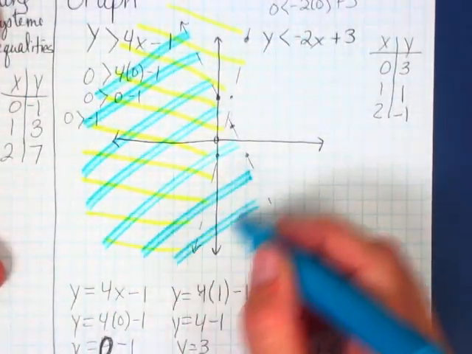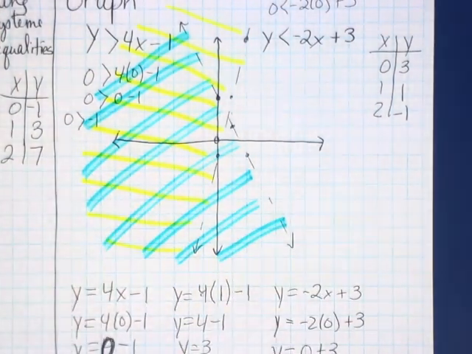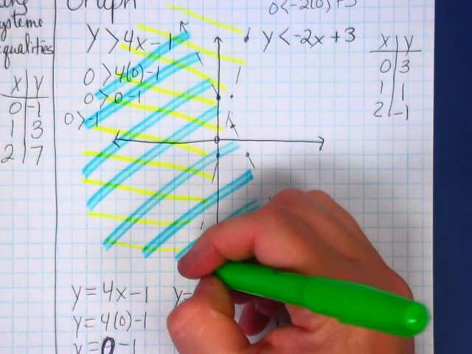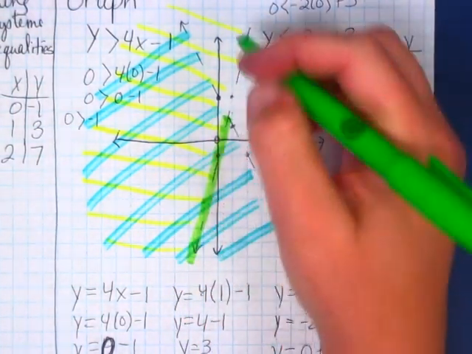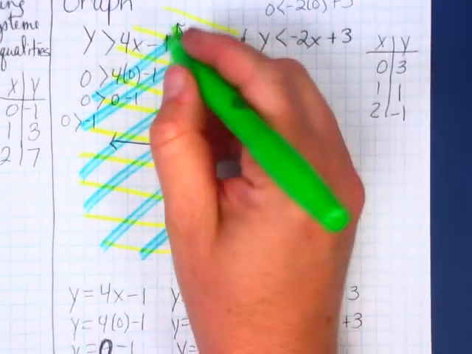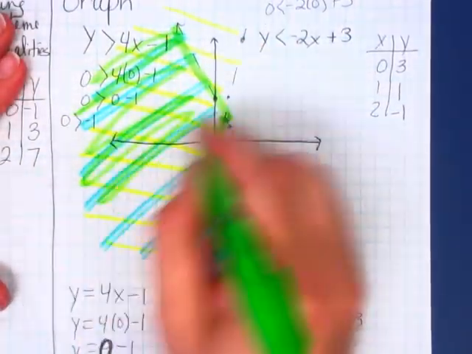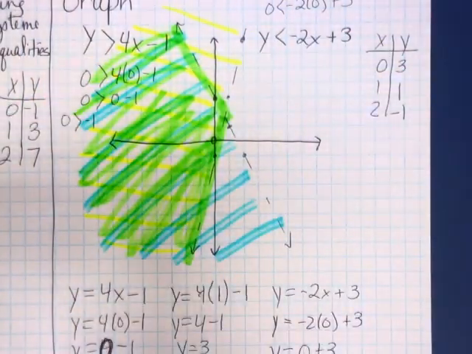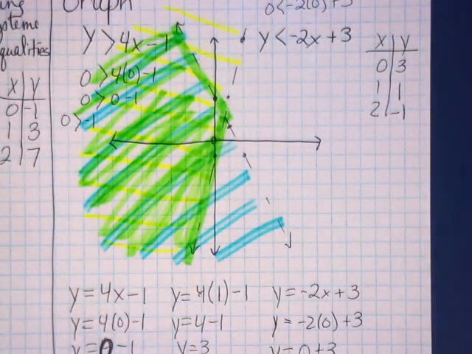The answer to my problem, the answer to the system of inequalities, is where the two cross each other. So in this case, it crosses between here and here. So everything in this section and going that direction would then be part of that system of inequalities.